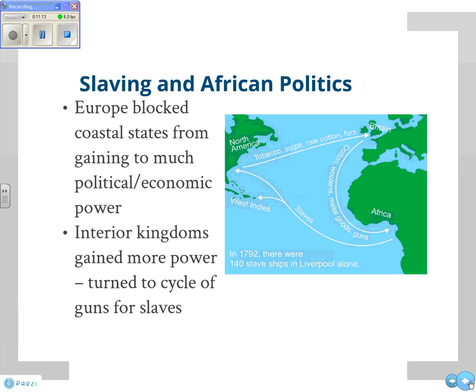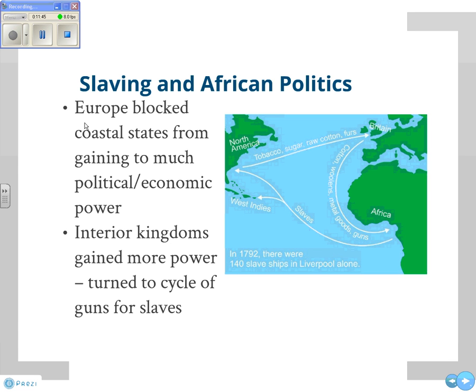All right, slaving in African politics. What were some of the unique aspects? A couple of unique aspects. Number one, Europe did not want any of the coastal states gaining too much political or economic power. They tried to keep these weak enough because the fear was that if they became strong enough, the African states might cut the Europeans out of the slave trade.